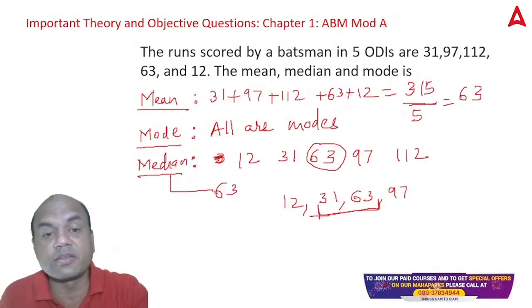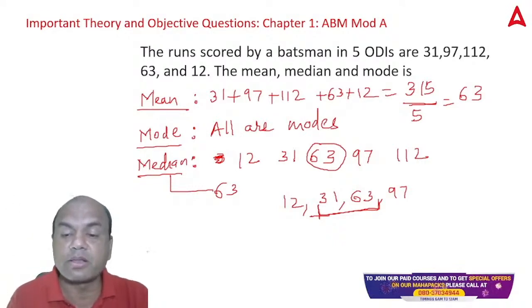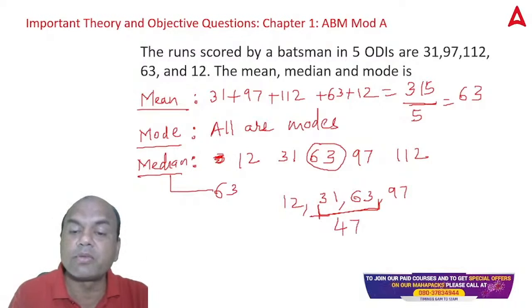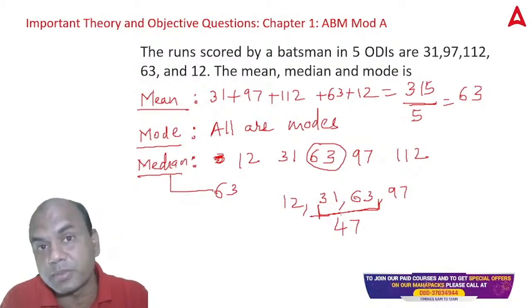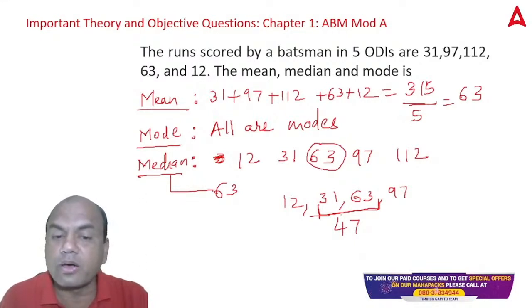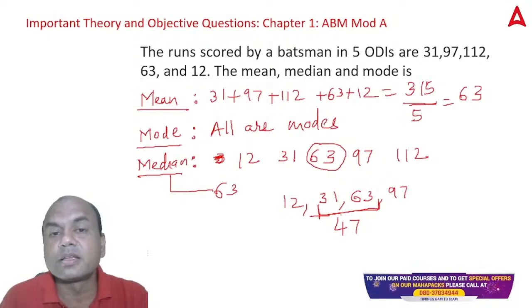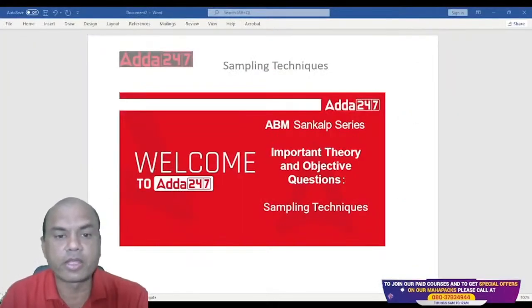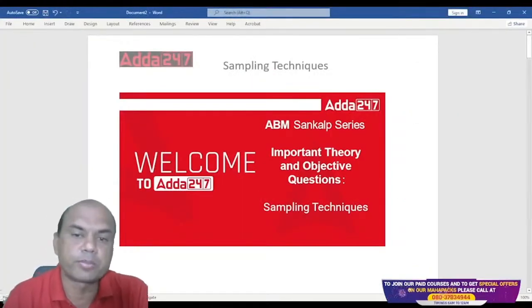Give me the answer, everyone. 31 plus 63 upon 2. 31 plus 63, this upon 2. So it is 47. So the median would have been 47 in that case, if there were 4 numbers. Got it? If I have an odd number of numbers, the central number is very easy to find. If it is an even number, then I have to find the average of the central 2 numbers. Okay?